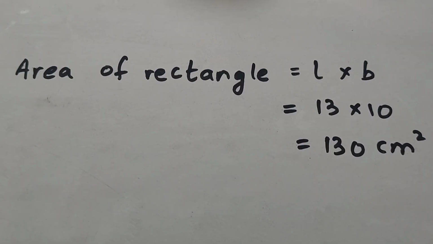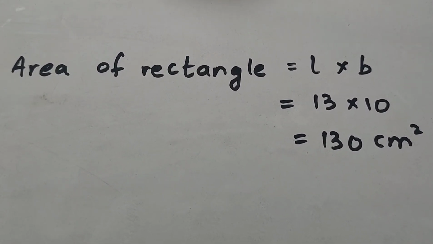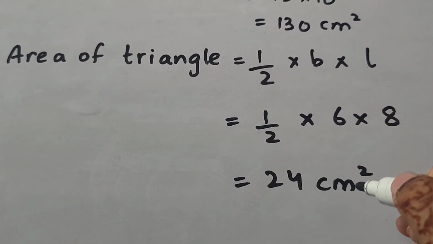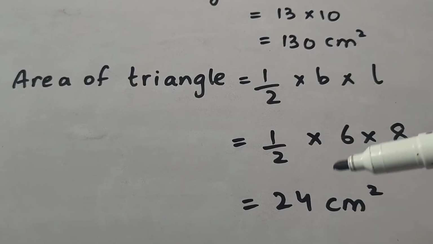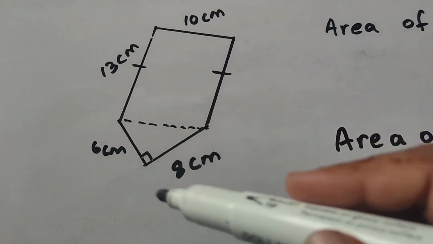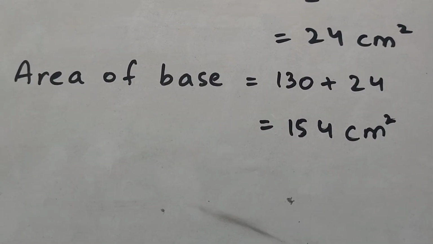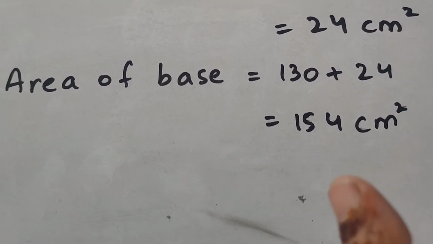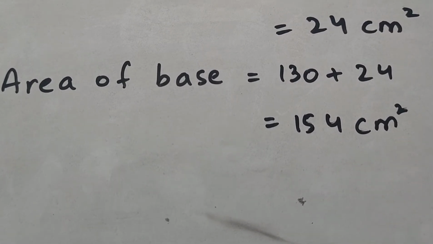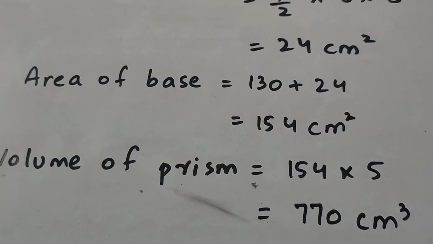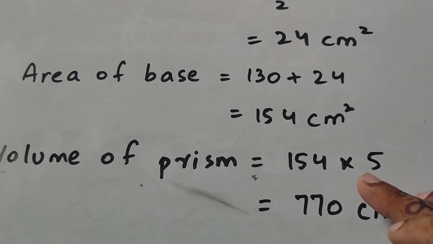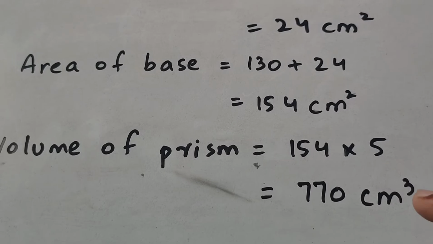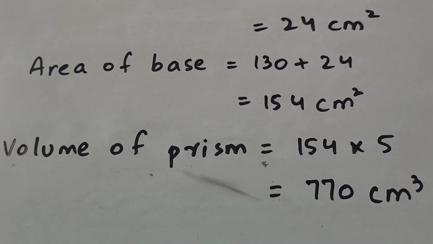The area of the rectangle is 130 centimeters square and the area of this triangle is 24 centimeters squares. Now we are going to add up these two in order to find out the total area of this base. Here we have the area of the given base, that is 154 centimeters square. And now it's time to find out the complete volume of the given figure. Because we have a height of 5 centimeters, so we have a volume of 7 centimeters cube. This is the volume of the given prism.